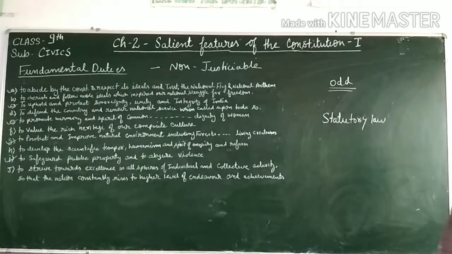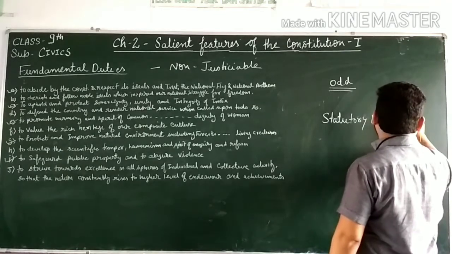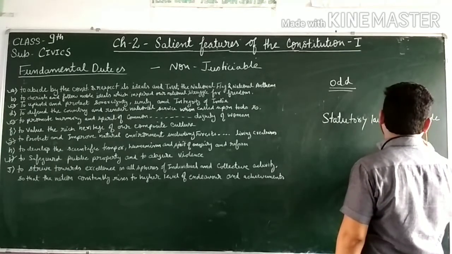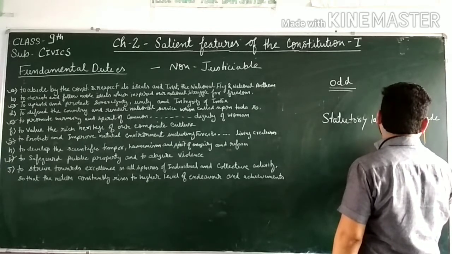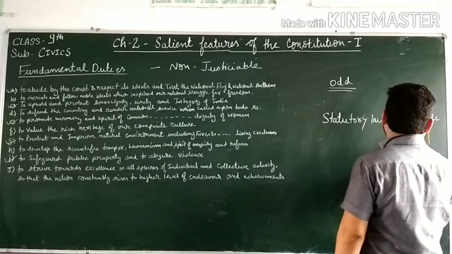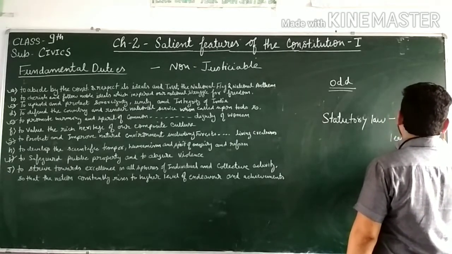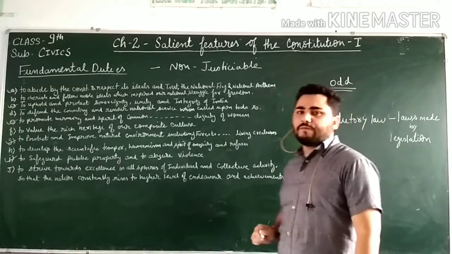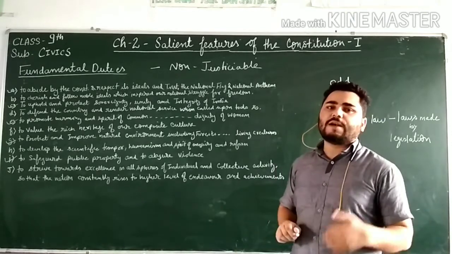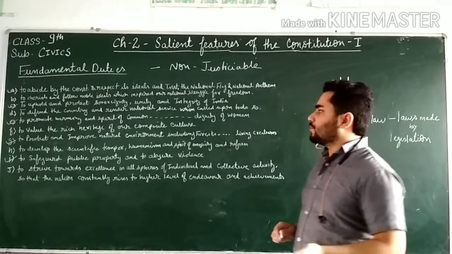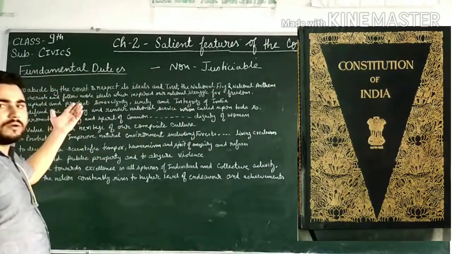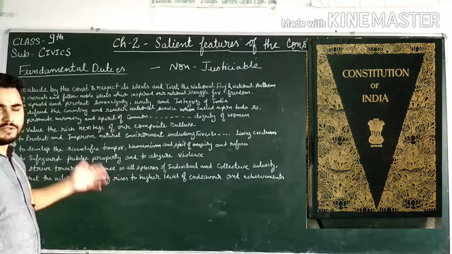Statutory laws means the laws made by Parliament. There are two types of laws: constitutional laws and laws made by legislation, you can say by Parliament. So some laws are there, like if someone disrespects our national flag or national anthem, then that person will be penalized.